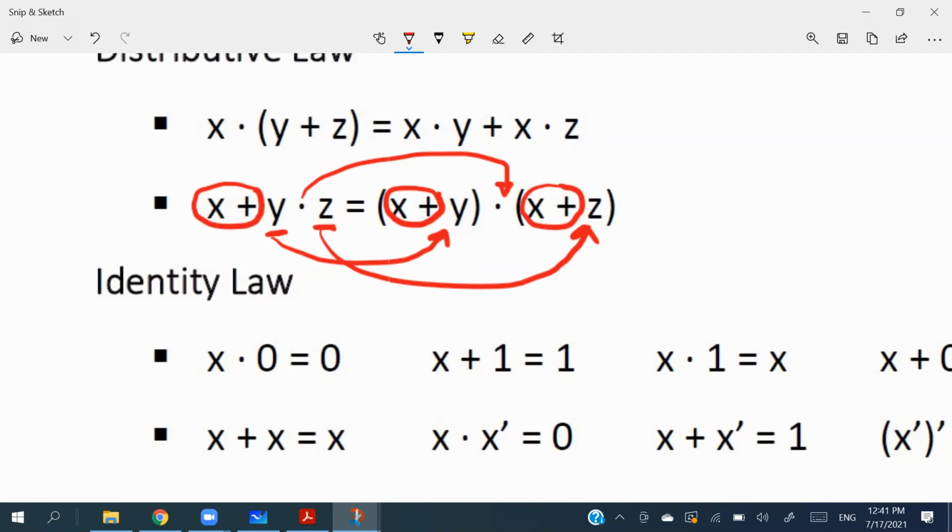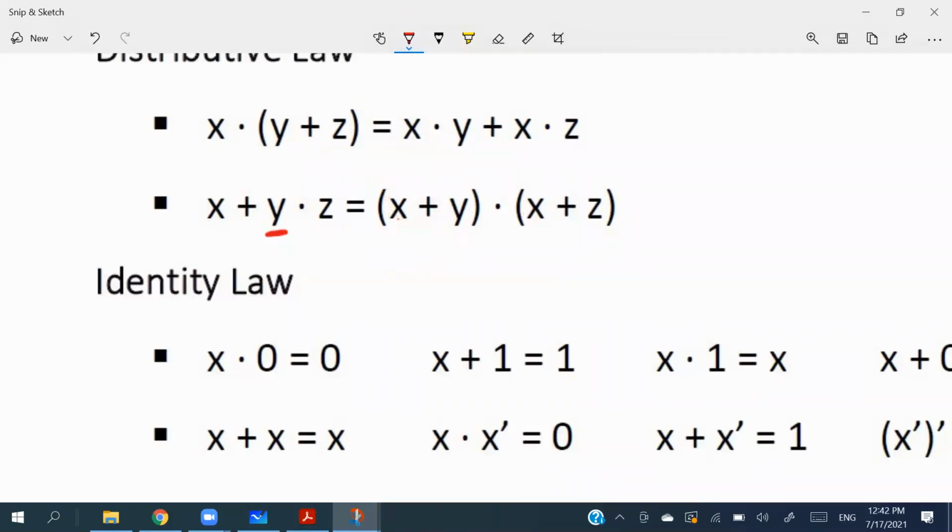Is that clear? Yes, everyone? Is that clear? Okay, how about others? Sachintani, yes.